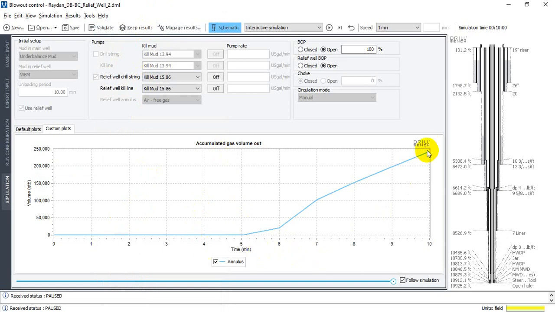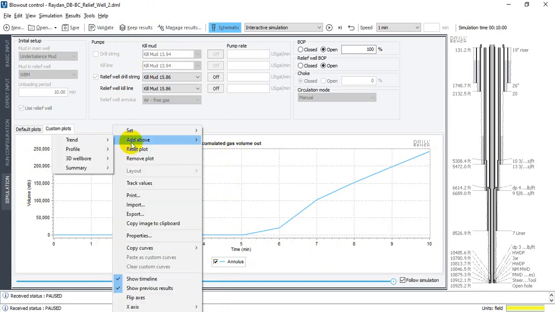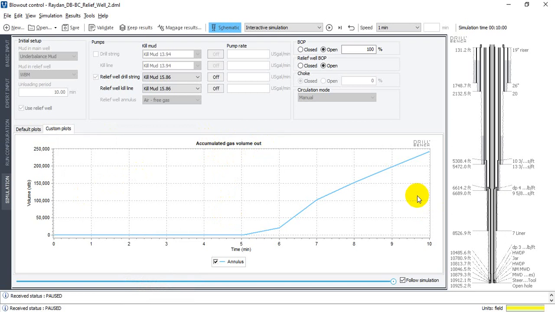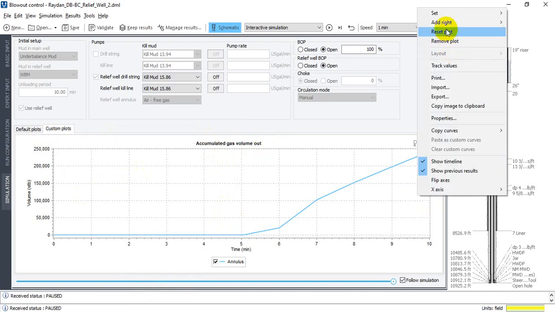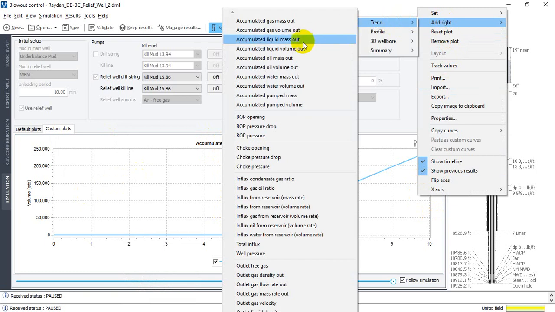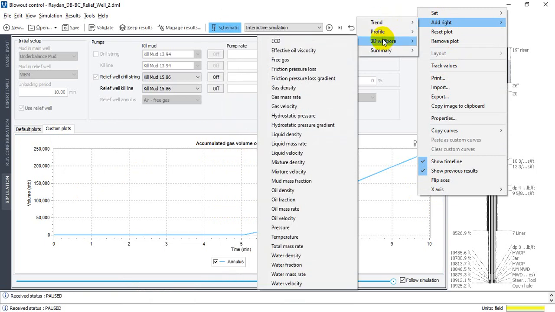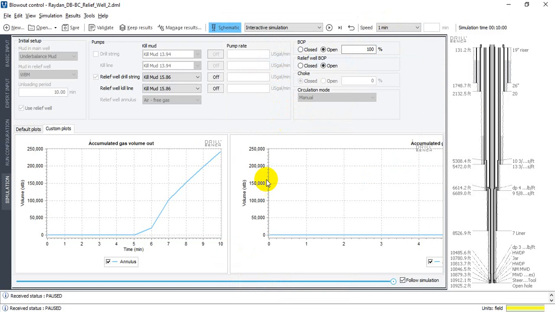After 10 minutes it is 250,000 cubic tank barrel or cubic tank for the gas volume out. If we want to change, we can remove or reset, plot or remove or add. If I click in the right place, I can add trend, and we have the 3D wellbore for the gas fraction, gas volume. For example, free gas, how many have for the free gas?